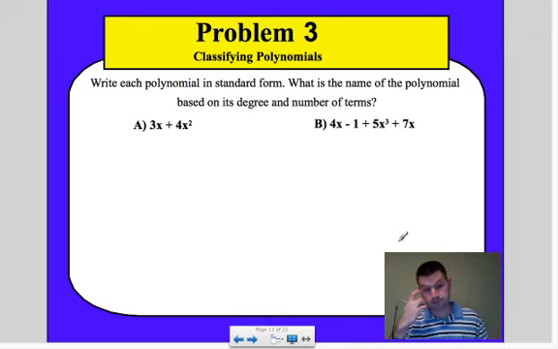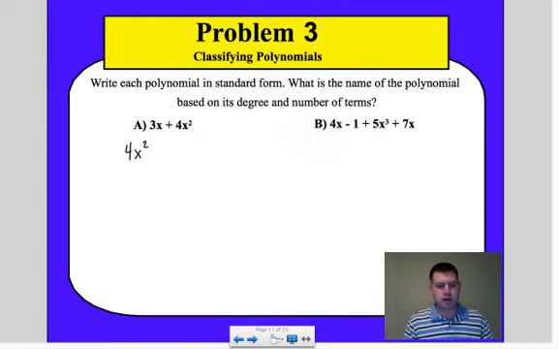Okay, so classifying. We're going to put things in standard form. If you go back and look at that slide before, or look on page 475, you're going to notice that we always go highest degree first. It makes it easy if we write this in standard form. We write 4x squared and then plus 3x. Now we have it in standard form with the degree of the polynomial leading out front. This is the second degree, and there are 2 terms. Second degree, we call that a quadratic.